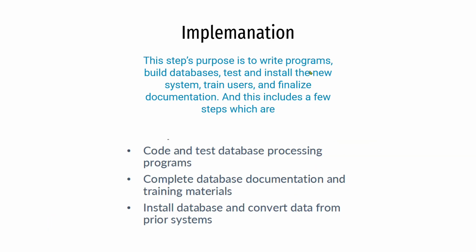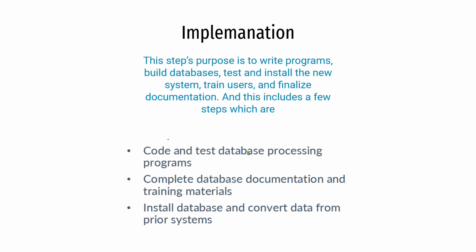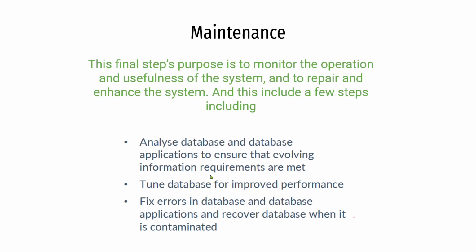Next, implementation. This is the second to final step. The step's purpose is to write programs, build databases, test and install the new system, train users, and finalize documentation. Here are the things to do in this step. Next one, the final one. The final step's purpose is to monitor the operation and usefulness of the system and to repair and enhance the system. So this is the final one before ending the database lifecycle. And these are the steps we can see here.